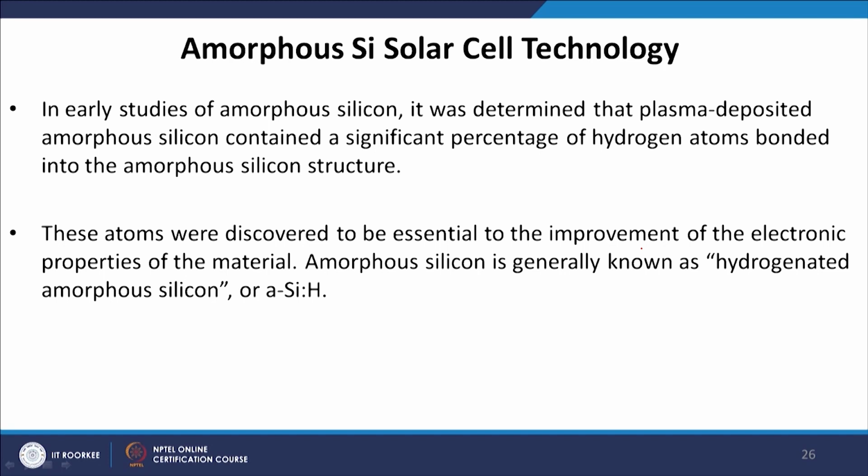In early studies of amorphous silicon, it was determined that plasma deposited amorphous silicon contains a significant percentage of hydrogen atoms bonded in the amorphous silicon. These atoms were discovered to be essential to the improvement of the electronic properties of the material. Amorphous silicon is generally known as hydrogenated amorphous silicon or a-Si:H. A stands for amorphous, and this is hydrogenated silicon.